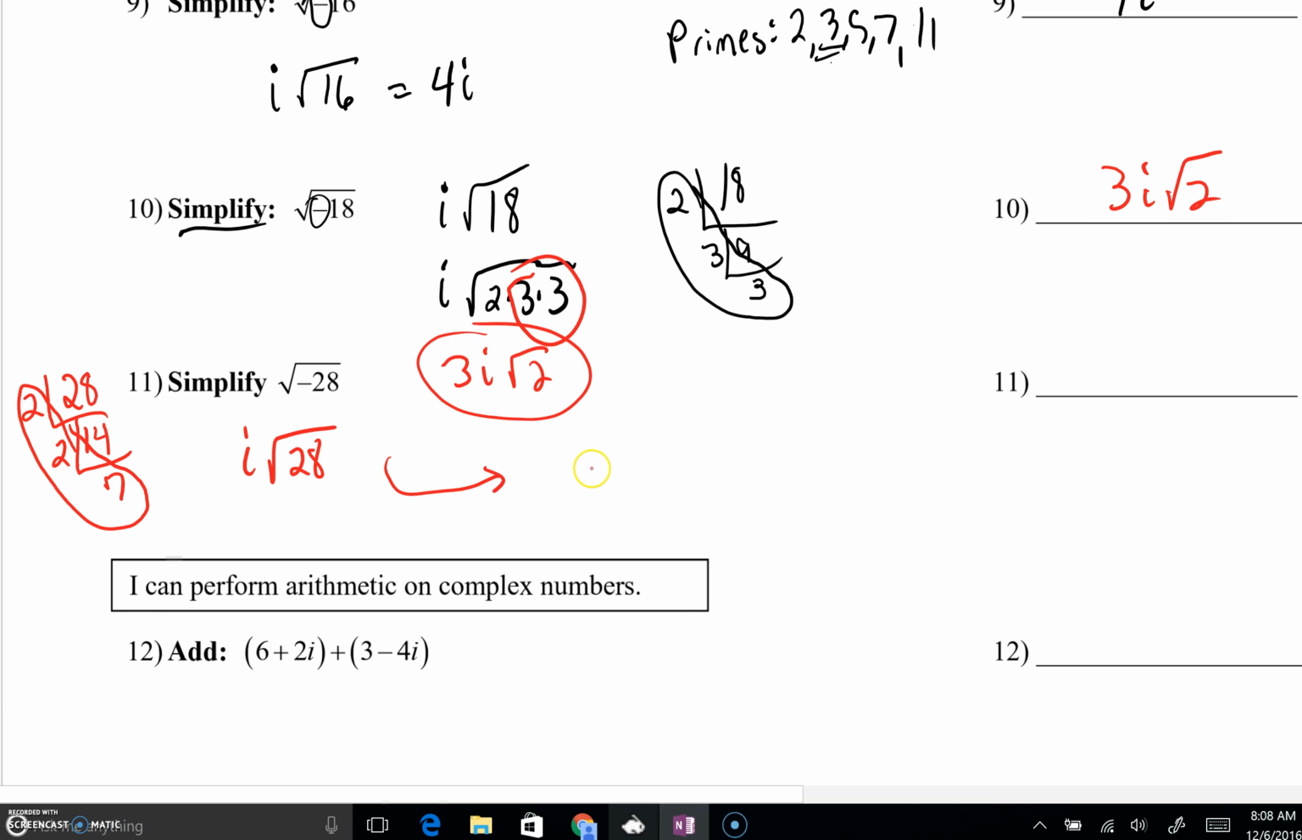Where are we going with this? Well, this is i, but the 28 I think of is 2 times 2 times 7. Do we have 2 of the same number? You bet we do. There are 2 2s. So pull out a 2. What you haven't circled stays inside. Your final answer is 2i radical 7.